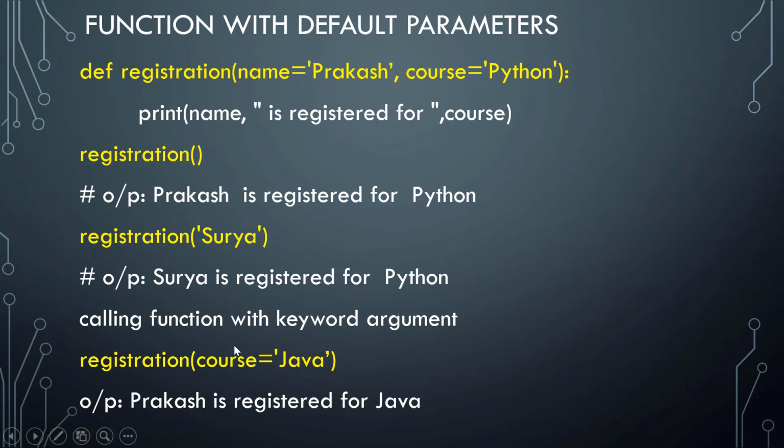So this is called a keyword argument in a function. Now I didn't pass the name, so you'll get Prakash as the default parameter value. Prakash is registered for Java. The Java course I'm explicitly passing. This is called keyword arguments. Okay, let's see this practically now.